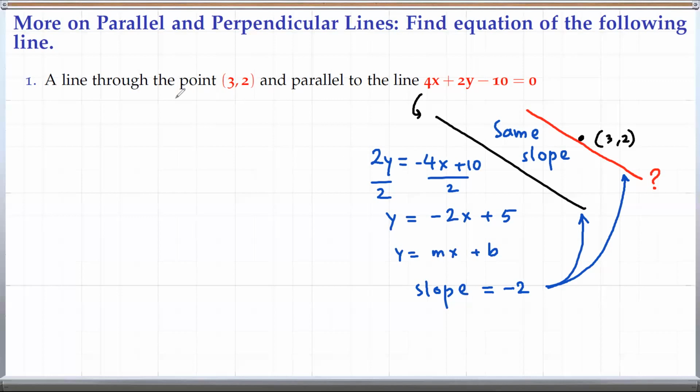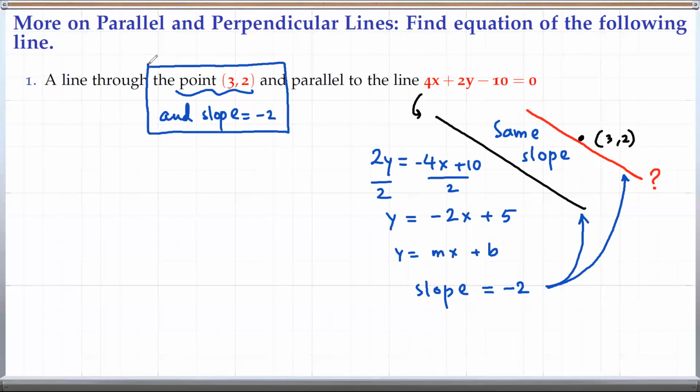Now going back to the problem, we need to find the equation of the line going through this point and slope negative 2. So this is our goal, to find the equation of a line going through point 3, 2 and slope negative 2. So we know a point on the line and we know the slope.